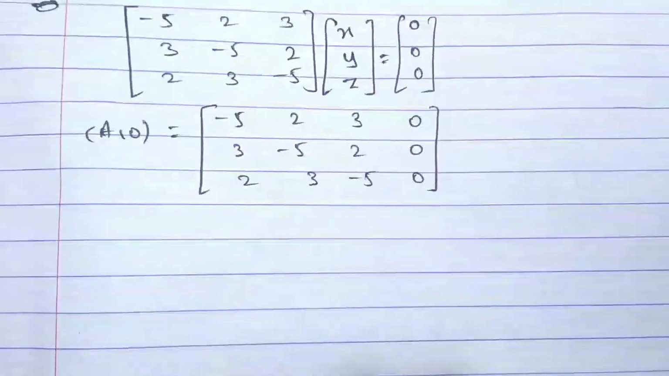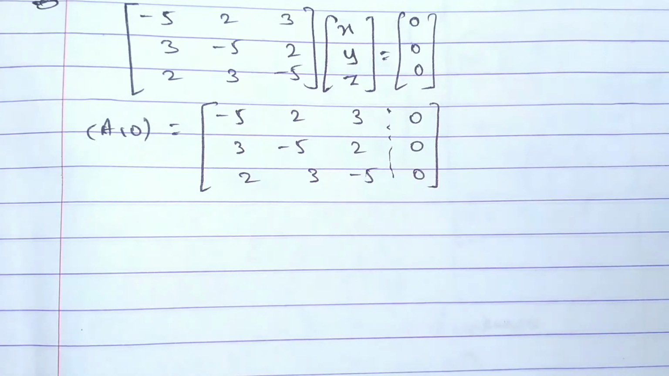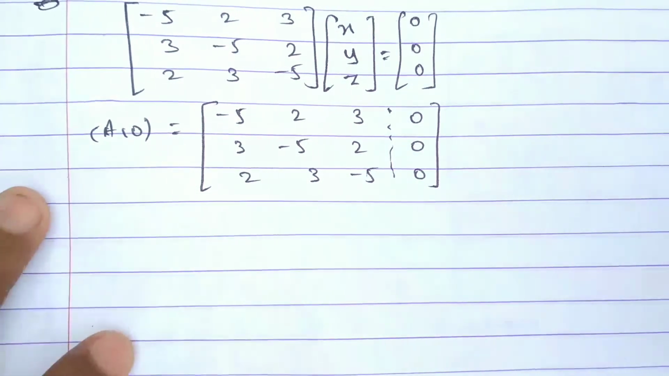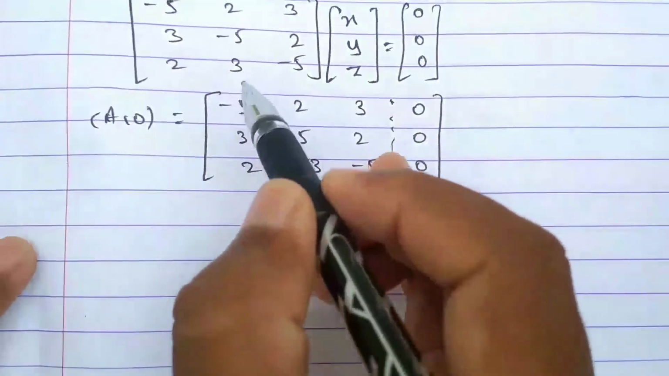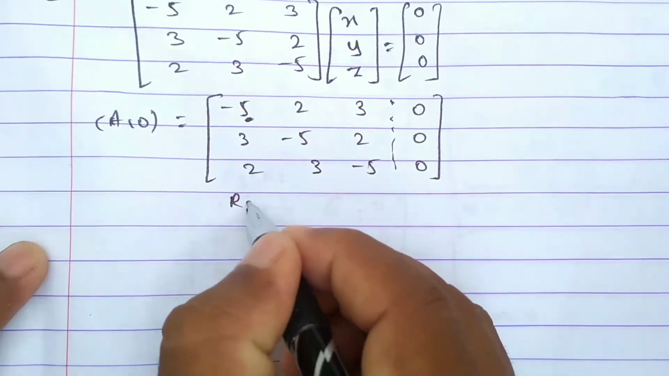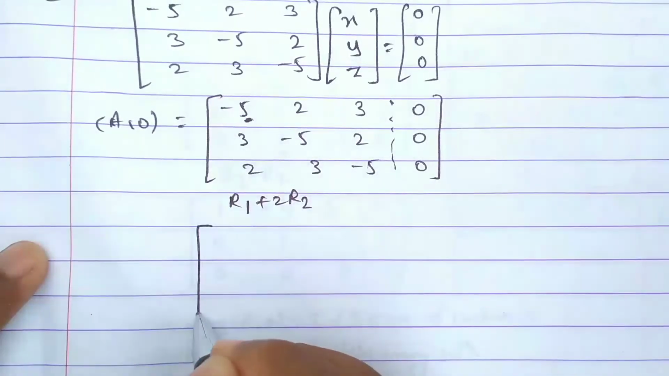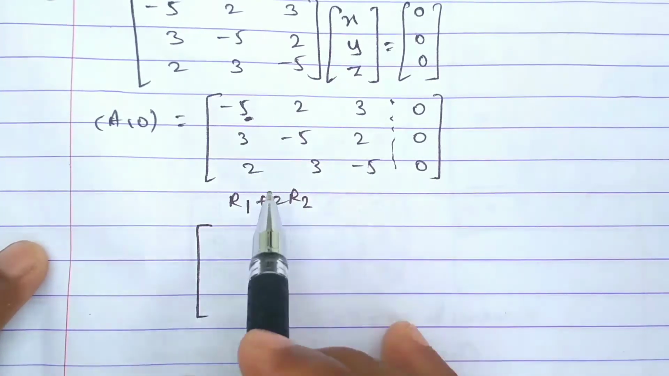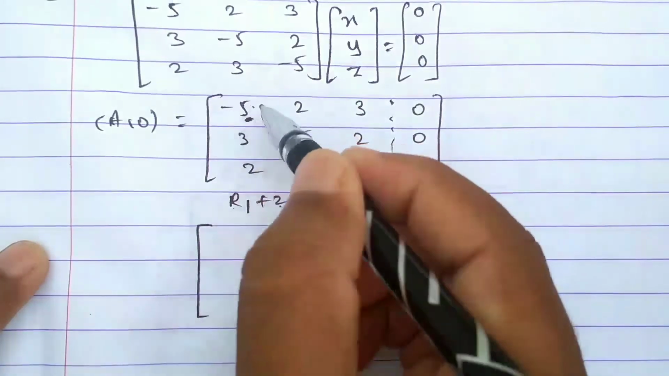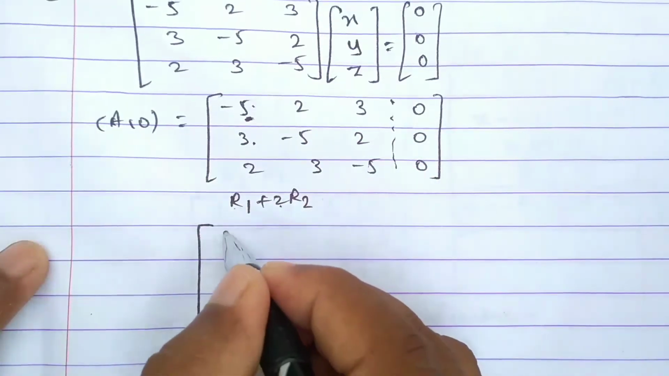Now, from this augmented matrix, we have to convert it to the echelon form and find the solution or infinitely many solutions, because the question is to solve it completely. To make the calculations easy, first we make the first element 1. So I use the transformation R1 plus 2 times R2: minus 5 plus 2 times 3, 2 times 3 is 6, minus 5 plus 6 is 1.